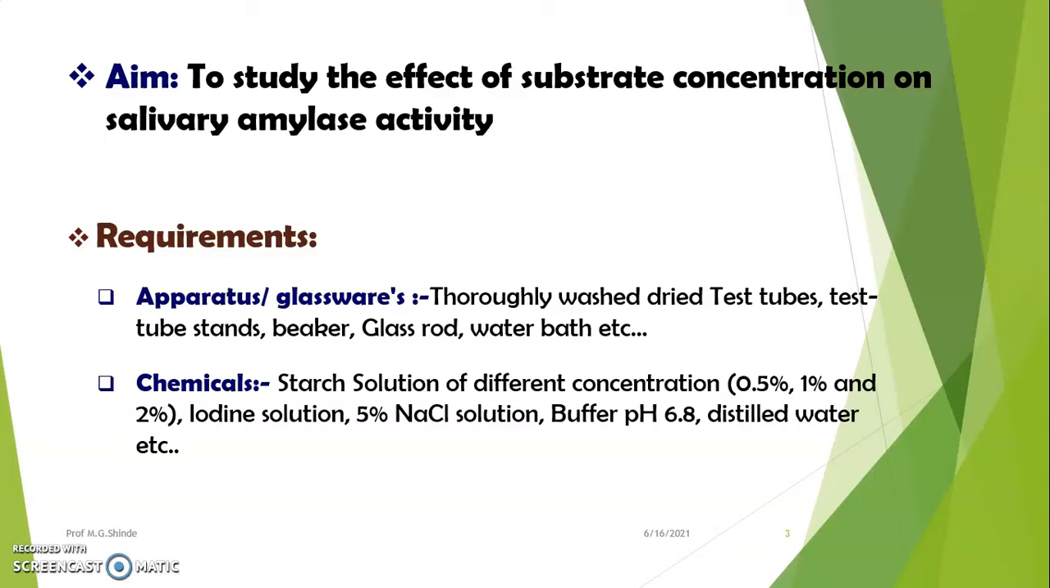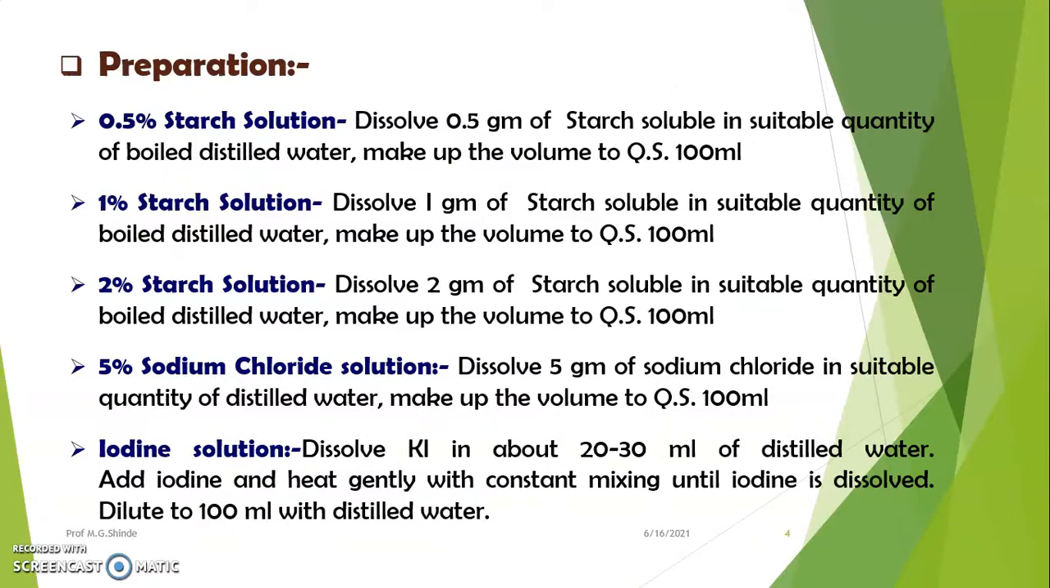For this, the apparatus and glassware we require are thoroughly washed, dried test tube stands, beaker, glass rod, water bath, etc. In chemicals, we require starch solution of different concentrations like 0.5%, 1% and 2%, iodine solution, 5% sodium chloride solution, buffer pH 6.8, distilled water, etc.